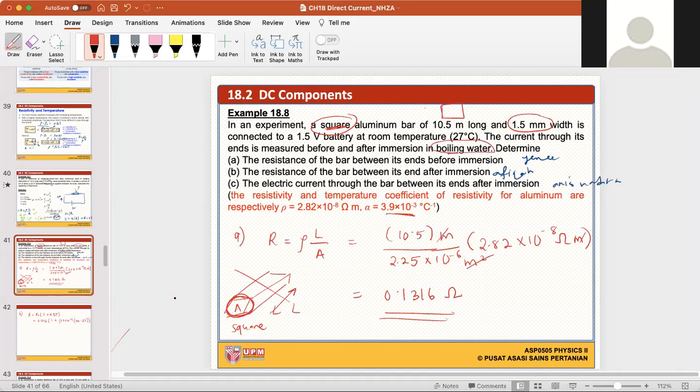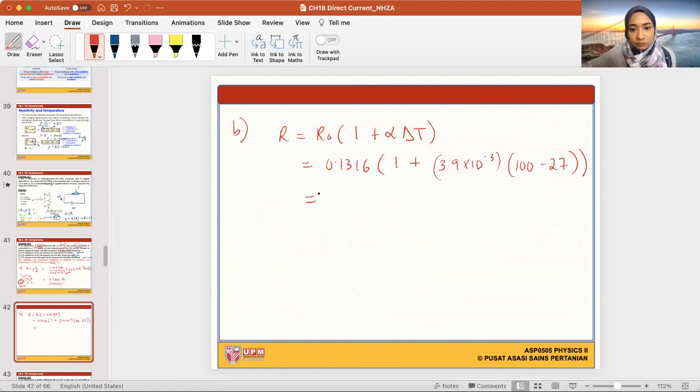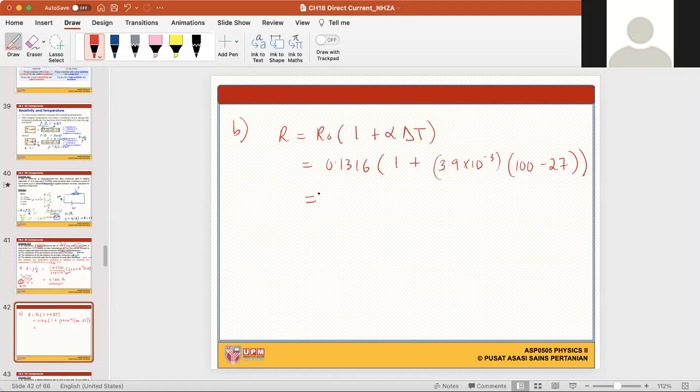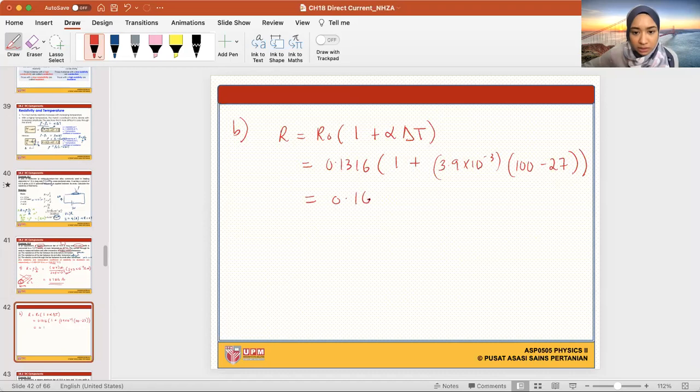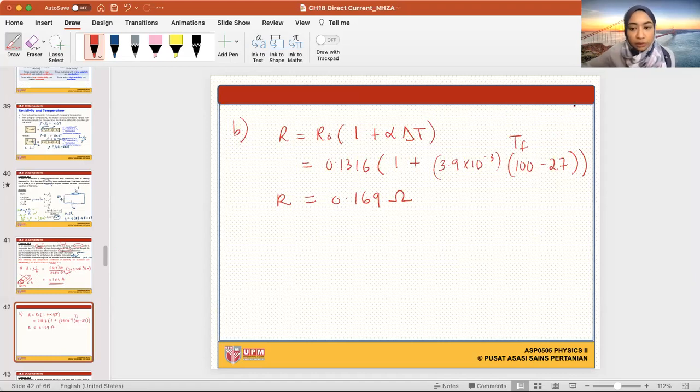Wait, doctor, because just now I used the wrong one or not? Okay, sure. I made the same mistake as Omar just now. Oh, okay. I got 0.169 ohm. Yeah. That is because your T final is the boiling point, in boiling water, right? So minus the room temperature, T initial. Okay. Sounds about right, I think.